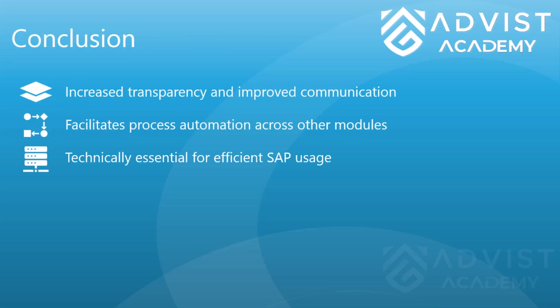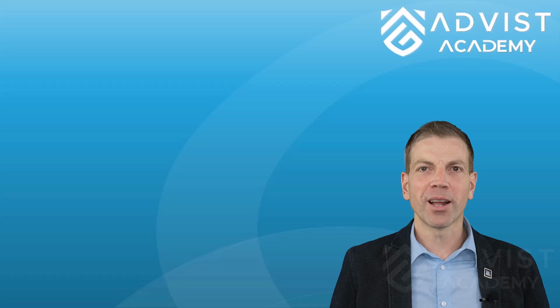In summary, maintaining business partner relationships is a fundamental part of master data quality in SAP. It improves transparency, enables clearer communication between partners, and facilitates process automation in sales, purchasing, service, and many other modules. A clean and structured relationship management process is therefore not only organizationally beneficial, but also technically essential for efficient work in the SAP system.